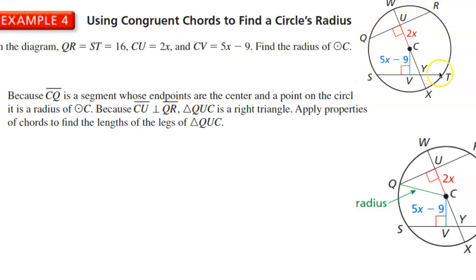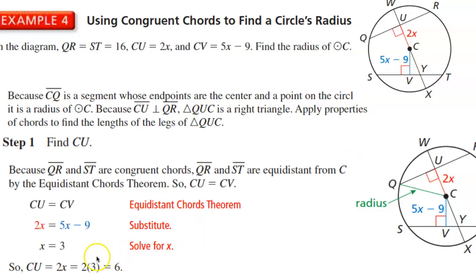QR and ST were congruent chords. That means they're actually the same distance from the center point. So I know that 2x and 5x minus 9 are actually the same. Okay, so we can actually find CU by setting 2x equal to 5x minus 9. That's what we do here. And this tells me that x equals 3 when I do the algebra.